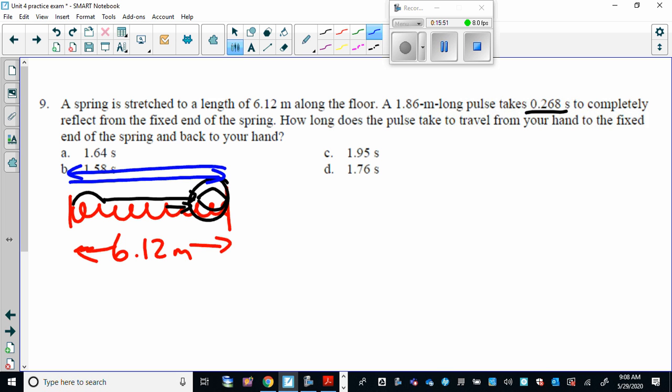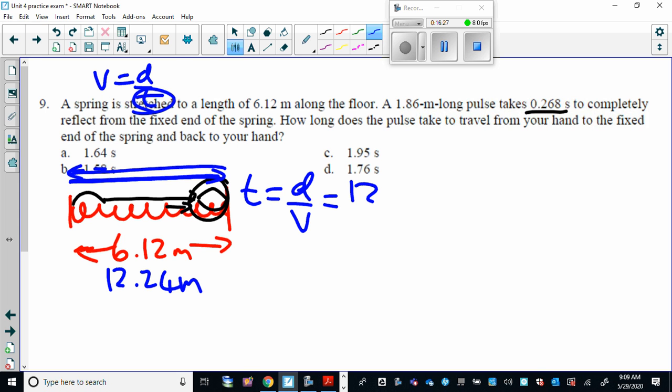For lots of these questions, you can use the formulas interchangeably. Velocity equals distance over time. I'm going to use that one because it makes the most sense to me. I want to find out how much time it took to go this distance there and then back. Now that distance there and back is not 6.12, it's double that. So it's 12.24. So T equals D over V. And I've already got that. What I need to do is calculate my velocity.